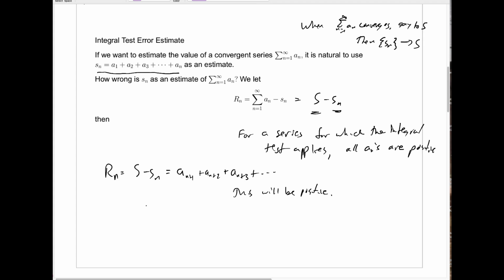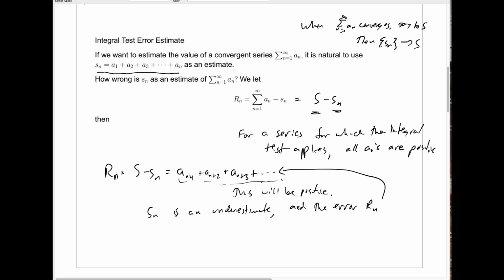In other words, S sub n is an underestimate, and the error, R sub n, is given by this formula: just a sub n plus 1 plus a sub n plus 2, etc. Now, if we can't compute the exact value of S, we're not going to be able to compute the exact value of the error. But our goal is to somehow use something like the integral test, or a version of the integral test, to approximate R sub n.